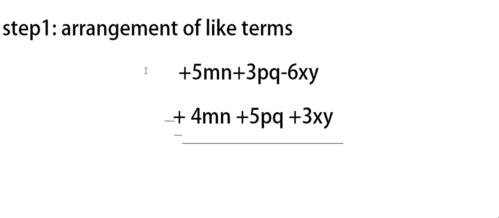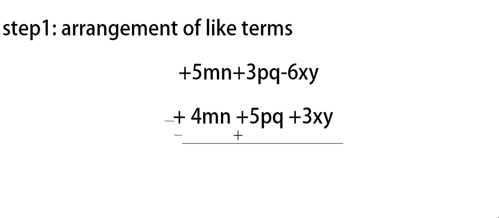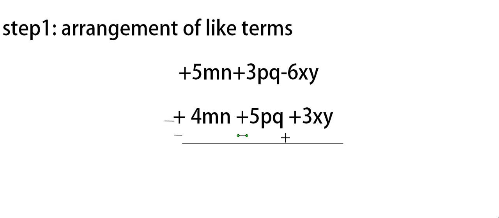Or you can leave the bracket, just change the signs. Next is 5pq, that is plus 5pq, you write minus below the plus sign. Similarly, plus 3xy will change to minus 3xy. Now, considering these new signs as the signs of the terms of the second expression, you have to proceed just the way you do addition.